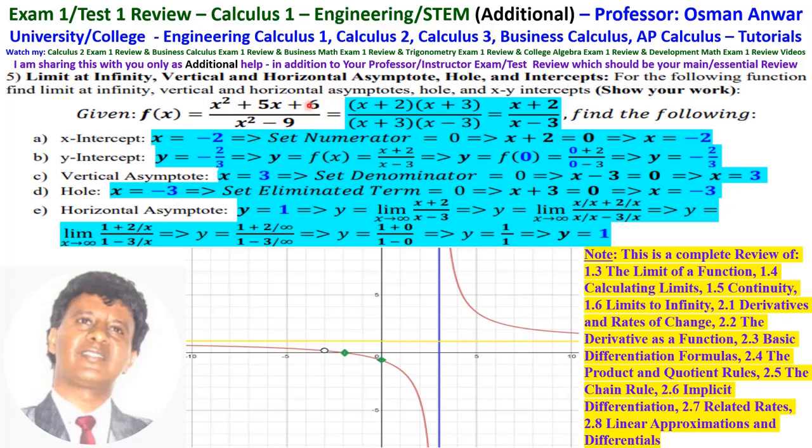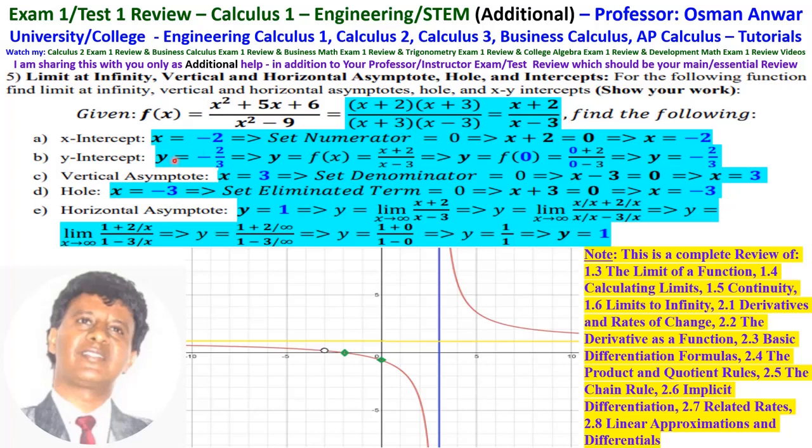If you factor the numerator, you will factor to x plus 2 times x plus 3. The denominator will factor to x plus 3 times x minus 3. The x plus 3 cancels x plus 3. Then this becomes simplified to x plus 2 over x minus 3.